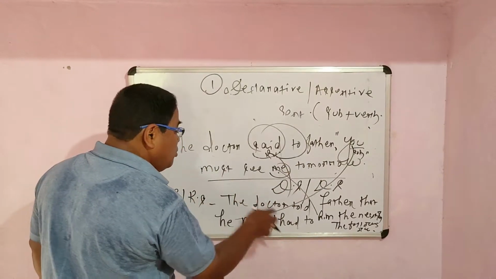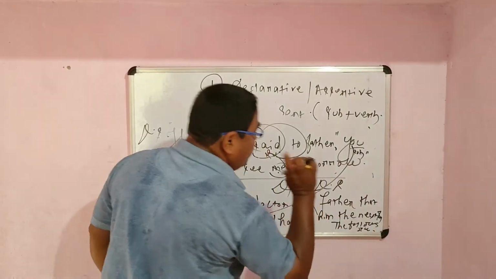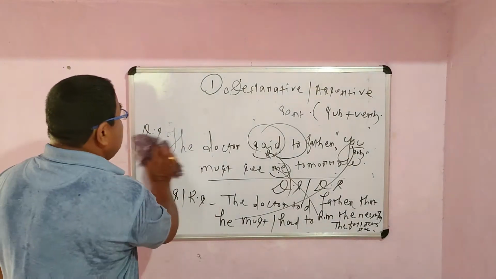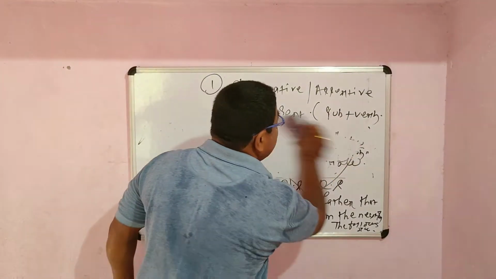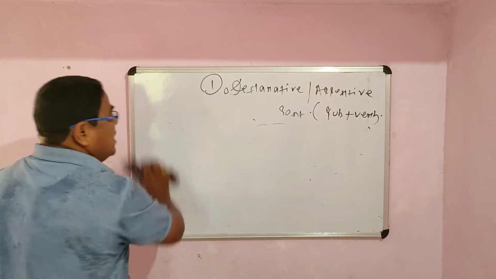Then must should either be changed into had to, or it should simply be retained. Then tomorrow should be changed into the following day or the next day. So this is pattern number 1. Please remember pattern number 1.